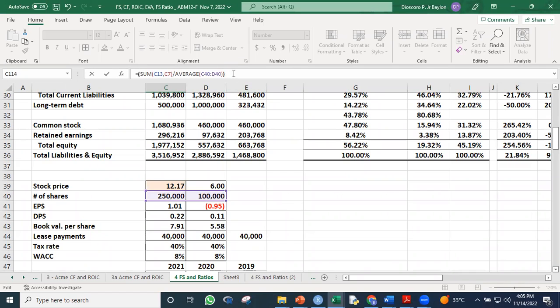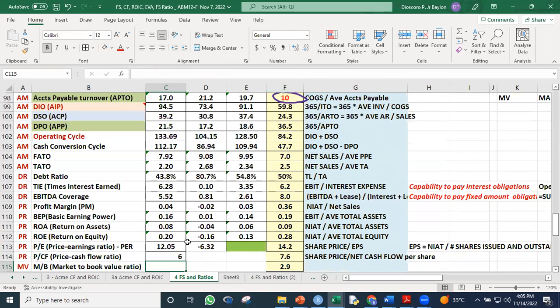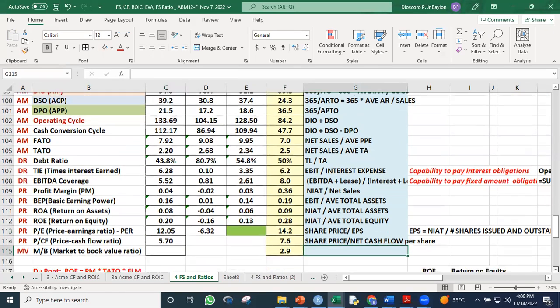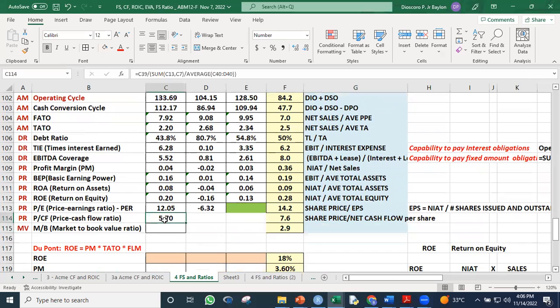Okay? So cash flow per share, and then i-divide natin ng price yan. So price divided by cash flow per share. Divide natin ng number of shares. Enter. So that's your answer here. So 5.70. Ibig sabihin nun, ang price niya, 5.70 per 1 peso of cash flow. Again, pag the higher this is, the more expensive. So mas expensive yung competitor natin.